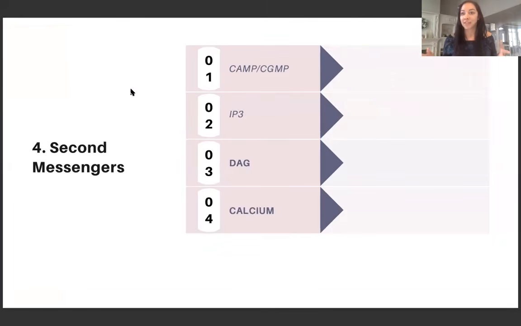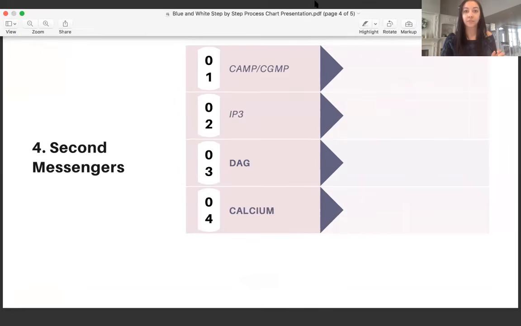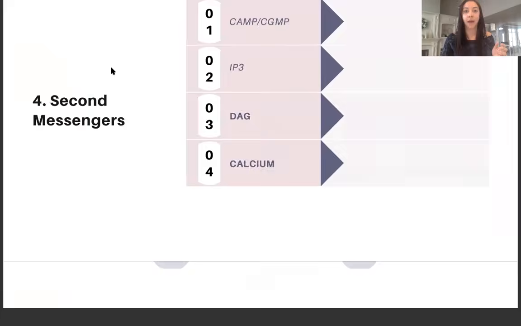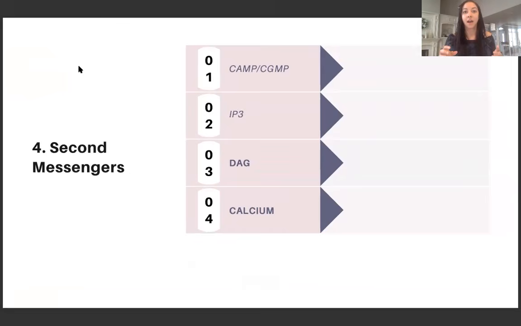And then second messengers. You guys are going to be reading and hearing all about second messengers. Second messengers are your cAMP, which is a big one to know for boards, your cGMP, IP3-DAG, and calcium. Calcium is also actually a second messenger. Calcium has so many functions in the body, it is insane, okay? So those are your steps to how this works.